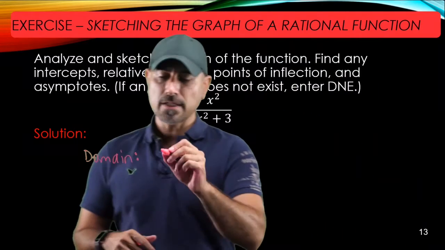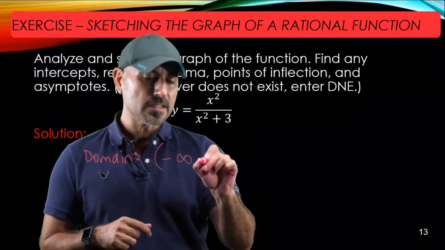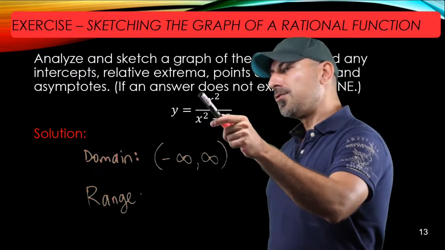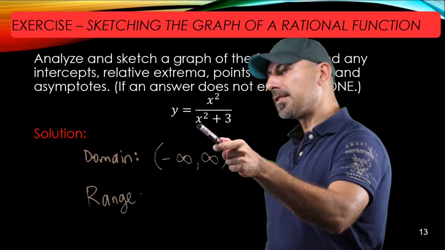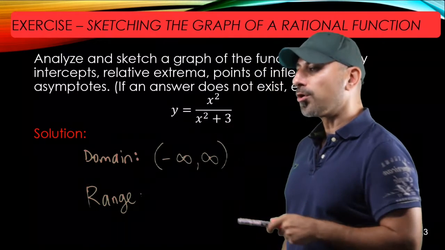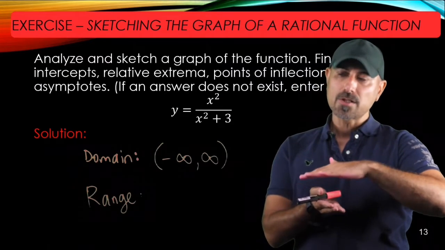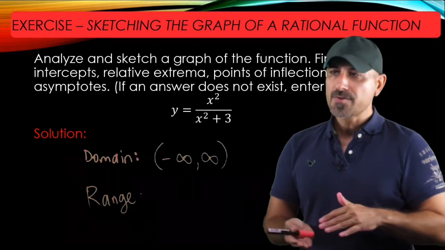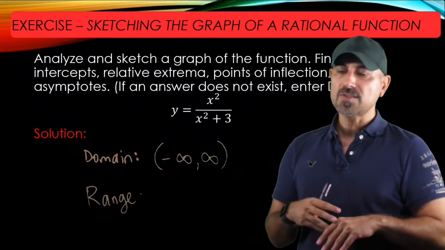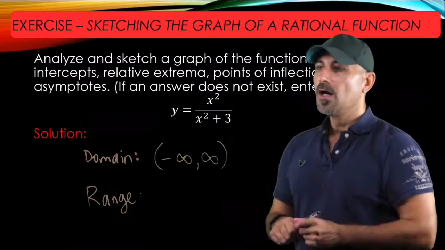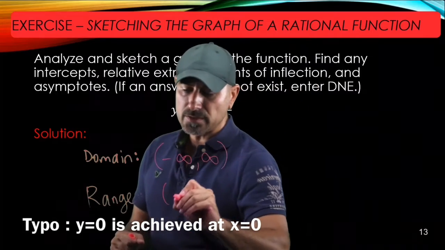So we can go ahead and conclude that the domain is minus infinity to infinity. You have x squared at the top, you have x squared at the bottom, but it's 3 more than the top. You're always dividing the top by a number greater than that. So that in turn is going to give you something between 0 and 1. So the range is 0 to 1.